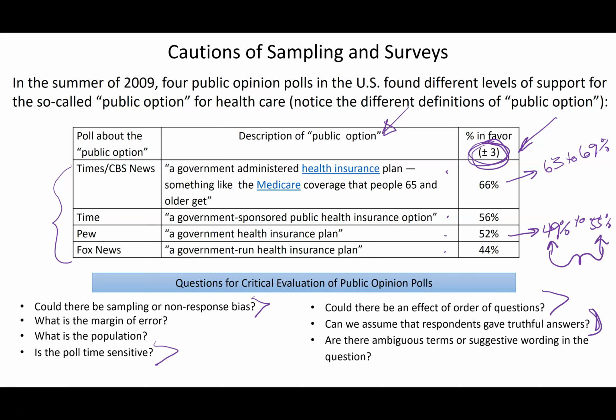Can we assume the respondents are giving truthful answers? Is there a reason we should not assume this? Definitely ambiguous terms, super, super important. I really can't stress enough. So if you're familiar with English, we have double negatives. So don't not do that. It's supposed to mean, oh, do that.